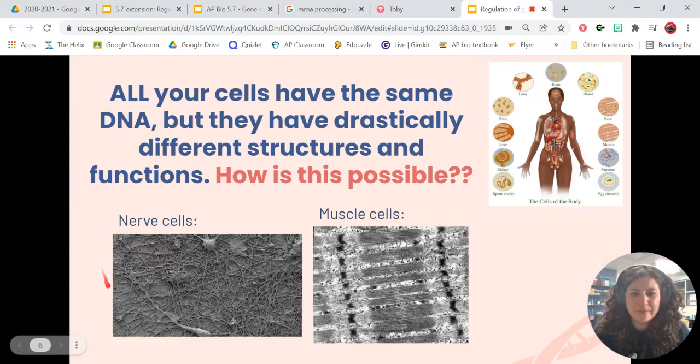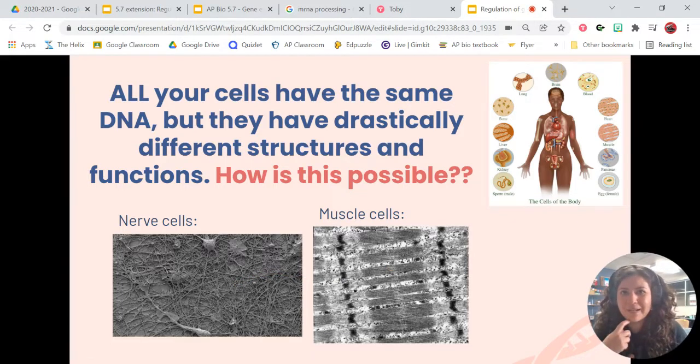So for example, here's a picture of a nerve cell, and look at how those nerve cells are really long and spindly. That's because the function of nerve cells is to communicate over long distances. So they have a very specific structure that makes them long and spindly to help them with that function. If we compare that to a muscle cell, muscle cells almost look like accordions so that they can expand and contract, because that's what our muscles do, right? So there are completely different structures and functions between these two cells, but they have the same genome. They have the same DNA. So how the heck is that possible? What do you think?